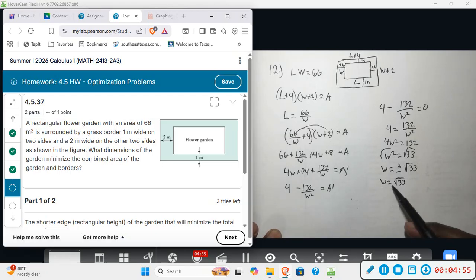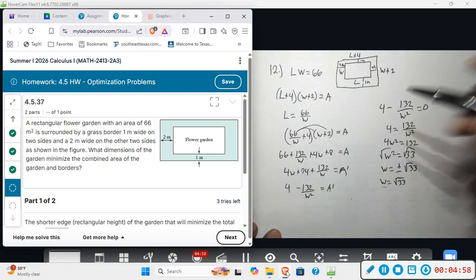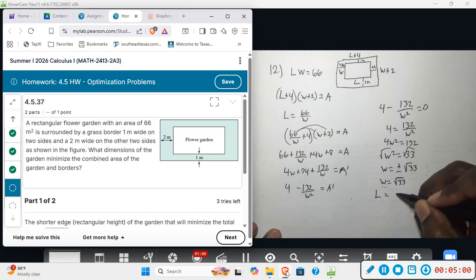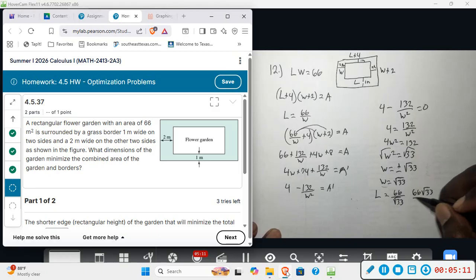Now that we have W, we will plug that in, and we get L equals 66 divided by the square root of 33. We can rationalize the denominator, and that will give me 66 square roots of 33 divided by 33. 66 divided by 33 will give us 2. So we get 2 square roots of 33 for the length. So we got the width and the length that minimize the combined area.